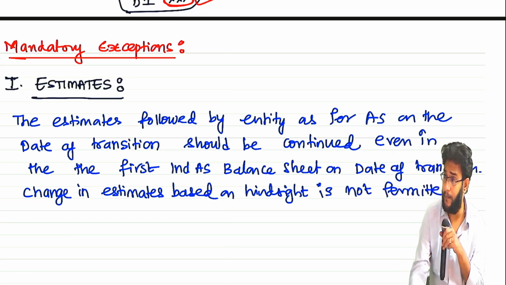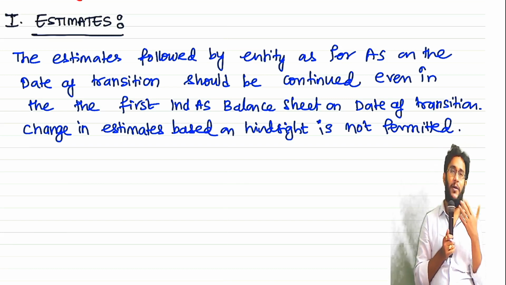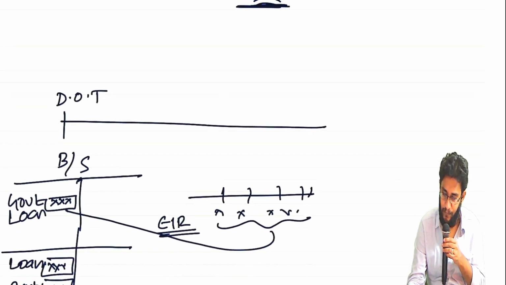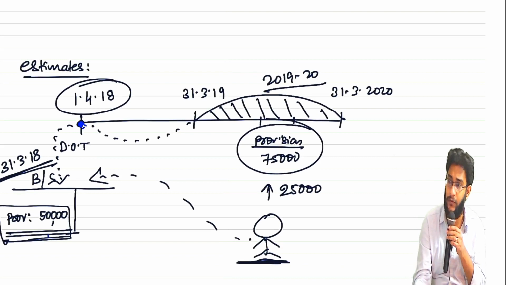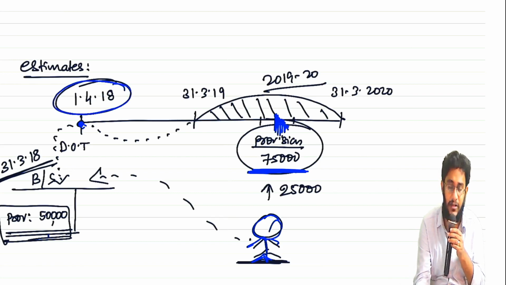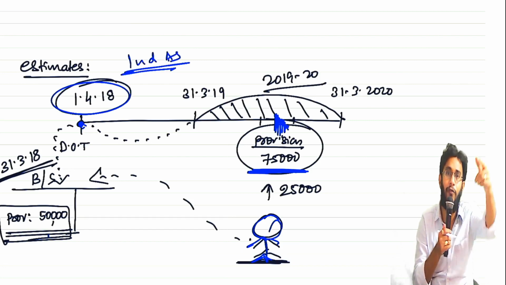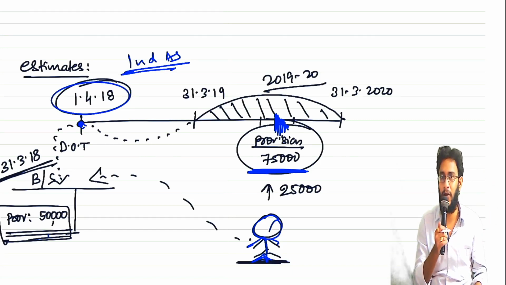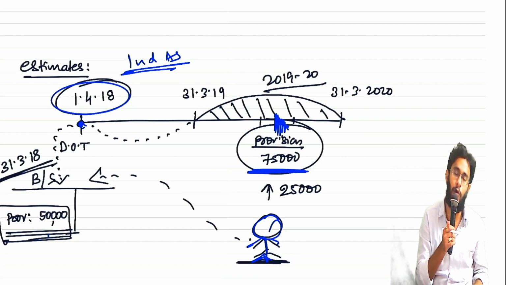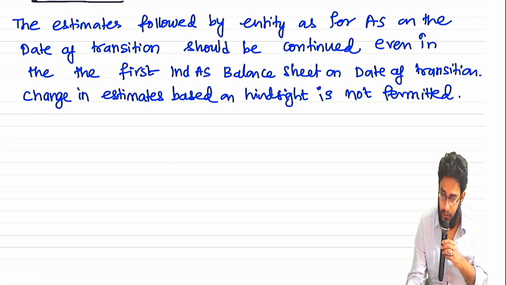Now, what is the meaning of based on hindsight? Sir, check this, sir. In the example of estimate that I gave, when I was standing here, I made a provision of 50,000. But now I'm standing here. I know that the latest worth of the provision is 75,000 as on this date. But standing here, I'm preparing that date's balance sheet again now as per Ind AS. When I'm preparing the 1/4/18 balance sheet, I already know that in future the provision amount changed. So can I go back and update? No, you cannot do that. This is called hindsight mode. So that is not permitted.